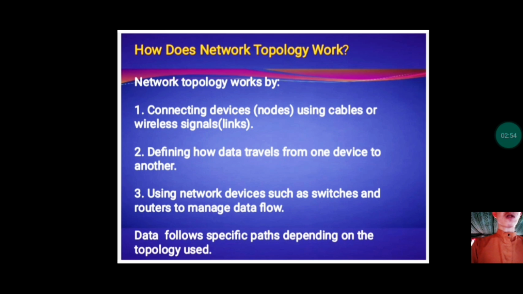How does network topology work? Network topology works by connecting devices using cables or wireless signals, defining how data travels from one device to another using network devices such as switches and routers to manage data flow. Data follows specific paths depending on the topology used.